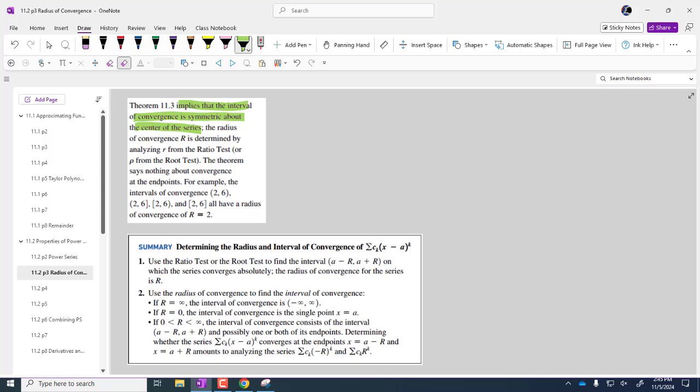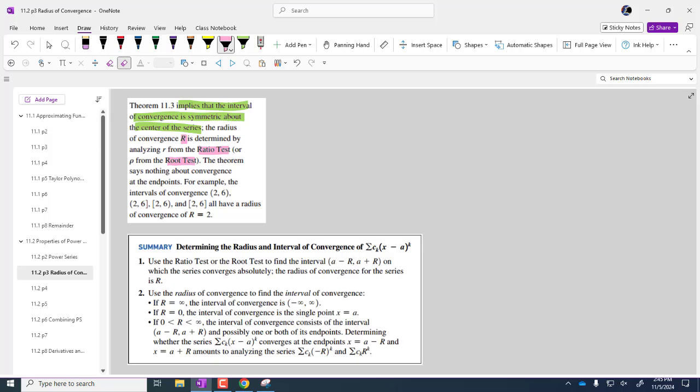Now, how do we figure out the radius of convergence? There are two ways that we are going to use: root and ratio. So those two tests are going to be the most important, because they're the only two that we're going to use in this chapter.